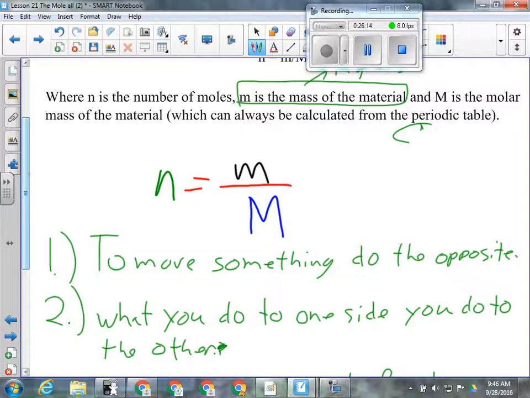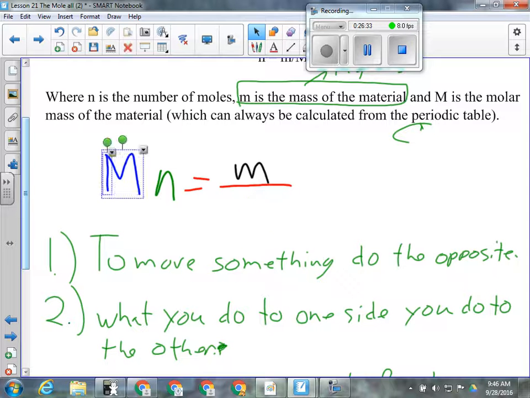Let's say right now I want to solve for little m. So black m. How am I going to get black m by itself? Right, multiply both sides by the molar mass, the big blue M. If I'm doing that, that just means move it over here. M times n equals little m.